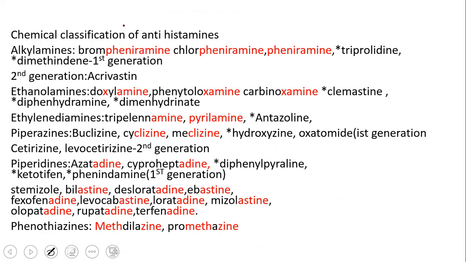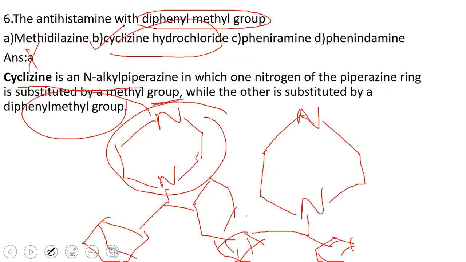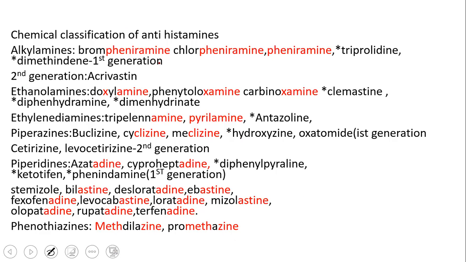Next, chemical classification of antihistamines. Piperazines are buclizine, cyclizine, meclizine, hydroxyzine, oxatomide. These are first generation. Second generation you already know: cetirizine, levocetirizine. These are piperazine moieties, and they are second generation.